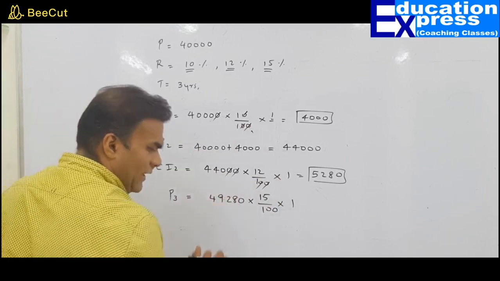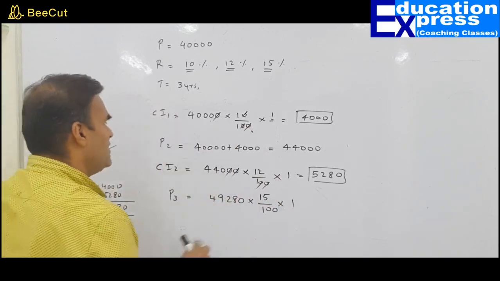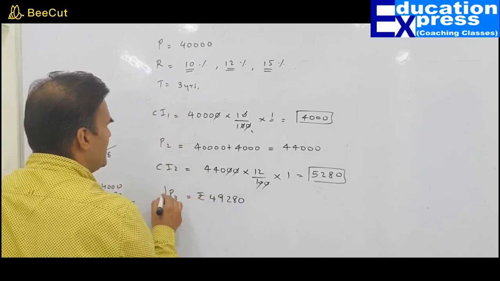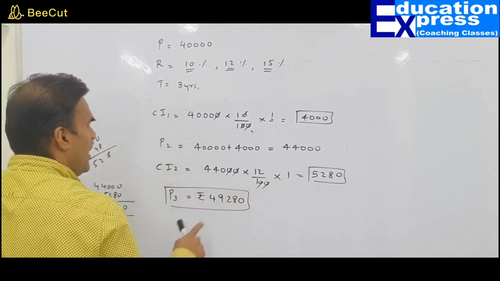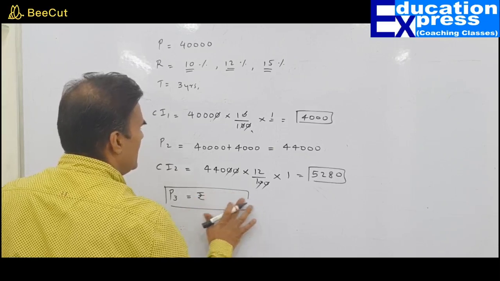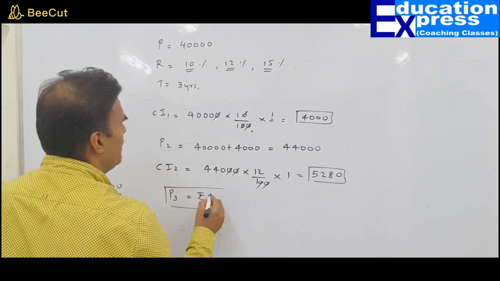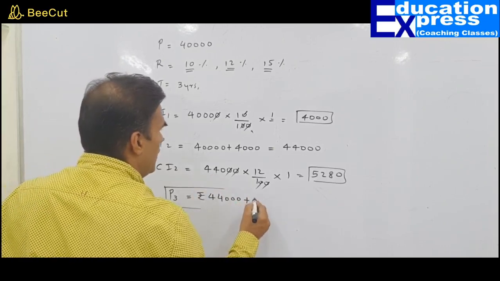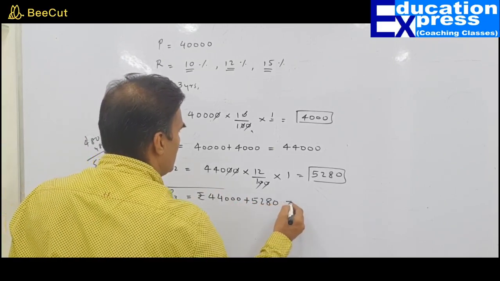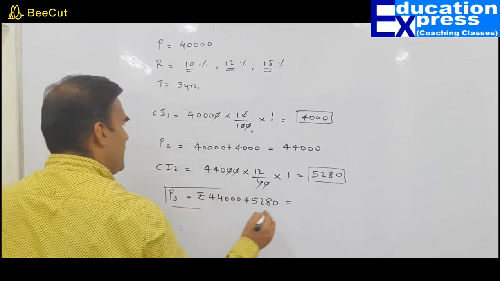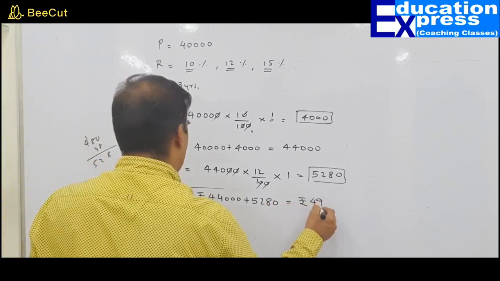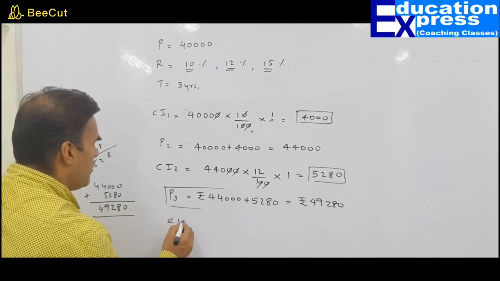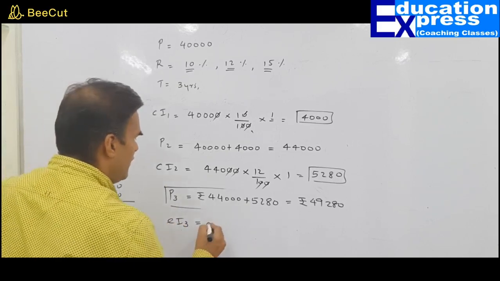If you want, we can erase and we can find out the principal also. So if you want to write principal, you can show. Fine. Principal for third year is this. How I got this? The answer is, sir, I started with 44,000. You can check it out. I earned interest of 5280. So that makes up my principal as rupees 49,280. What do I have to find now? Compound interest for third year.